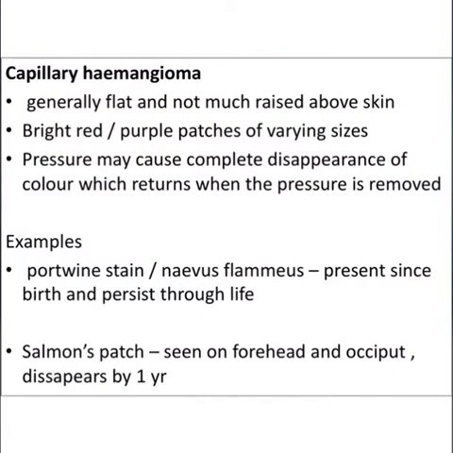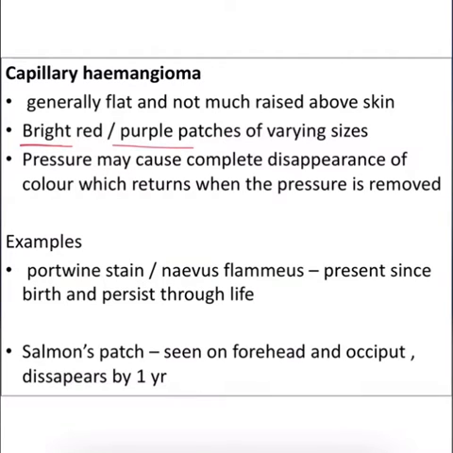So what are the capillary hamartomas or hemangiomas? Capillary hemangiomas are flat, not much raised above the skin. Capillaries are tiny blood vessels and they don't have so much pressure in them. A group of capillaries causes a minimal swelling above the skin. But when you press them, they get pressed easily. Capillaries have arterial blood, so they appear as a bright red or purple patch. Pressure causes complete disappearance of the color, and it returns when the pressure is removed, like your fingertip.